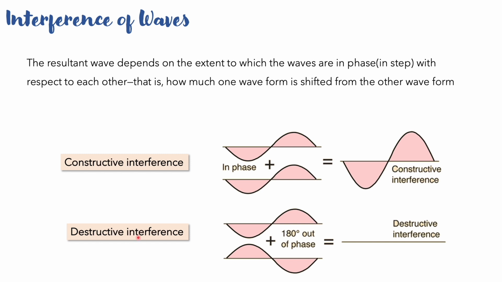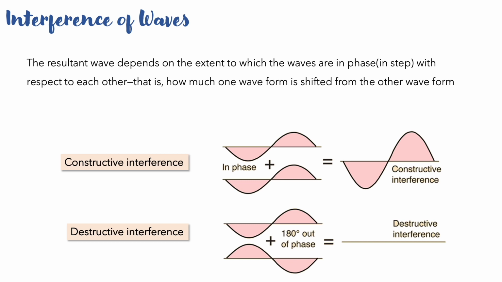But according to the principle of superposition, they should not alter each other's travel. They should continue traveling, right? But when they do destructive interference, they destroy each other, right? So how can they continue their travel? Actually, this destructive interference is only at the place where they are meeting. After that, they continue their travel as they were.